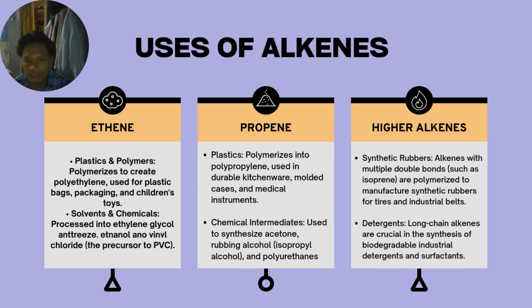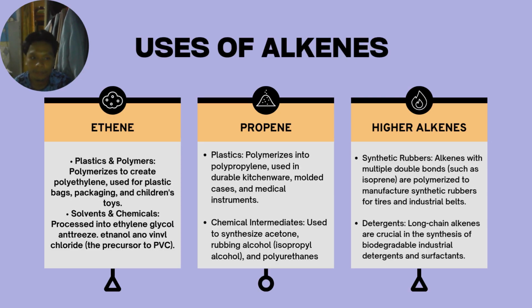Starting with ethene, ethene is widely used to produce polyethylene through polymerization. Polyethylene is used in plastic bags, packaging materials, and children's toys. Ethene is also used to manufacture chemicals such as ethylene glycol, which is used in antifreeze, ethanol, and vinyl chloride, the raw material for PVC production.